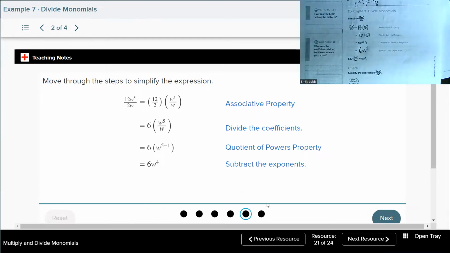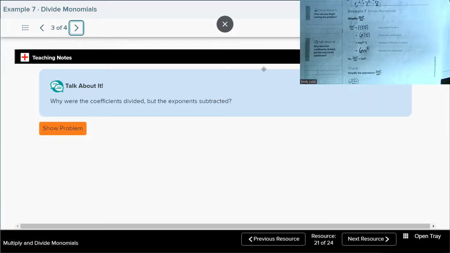And that's what they're saying here. So, in other words, 12w to the 5th divided by 2w equals 6w to the 4th. Any questions about how they got from point A to point B? No, we're okay? Fantastic. So, why were the coefficients divided, but the exponents subtracted?